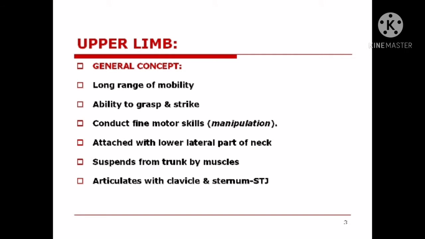A general concept about upper limb: it has a long range of mobility, ability to grasp and strike, conduct the fine motor skills. It is attached with the lower lateral part of the neck. It suspends from the trunk by muscles. It articulates with clavicle and sternum by means of STJ or the sternoclavicular joint.